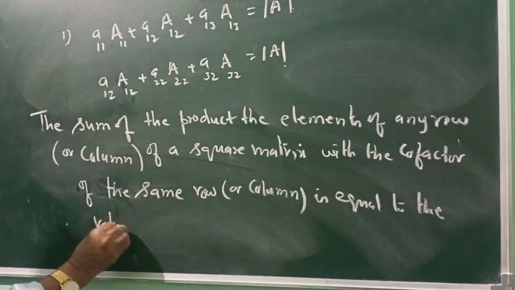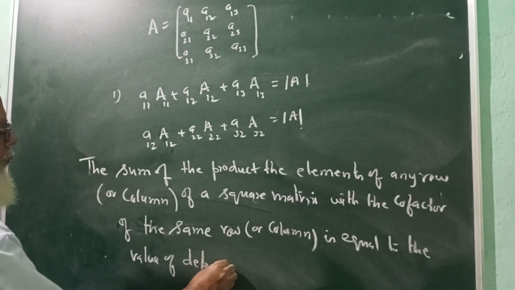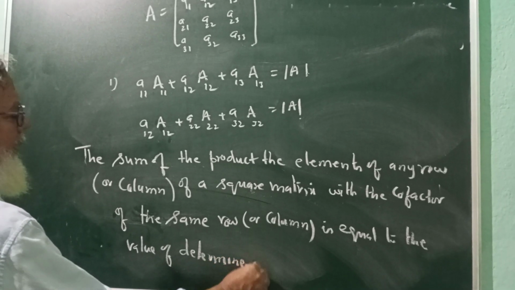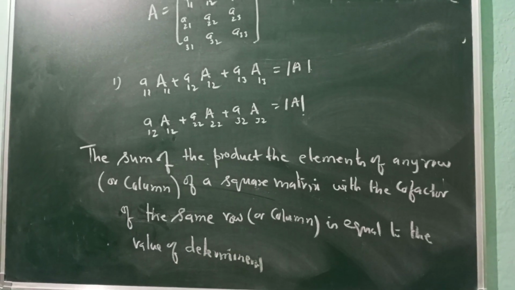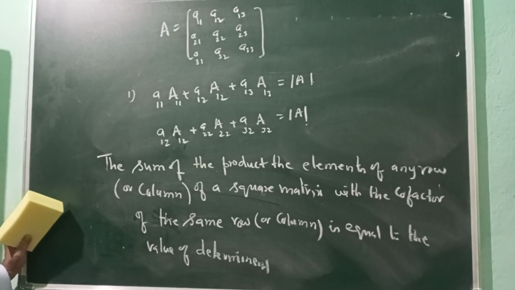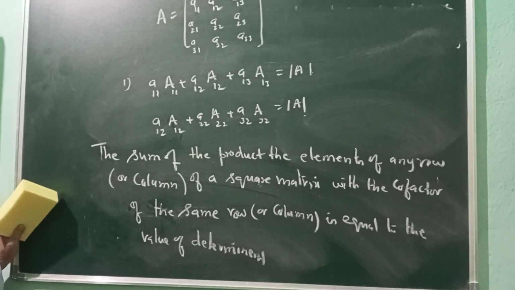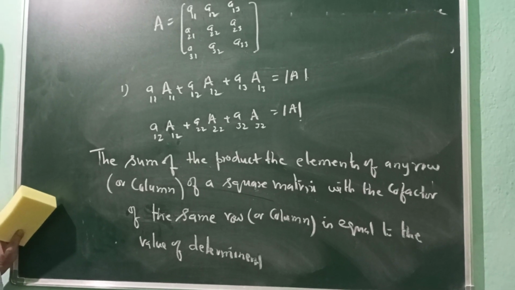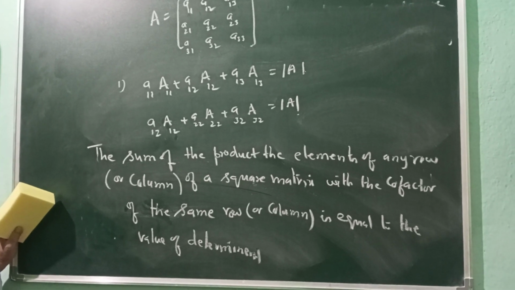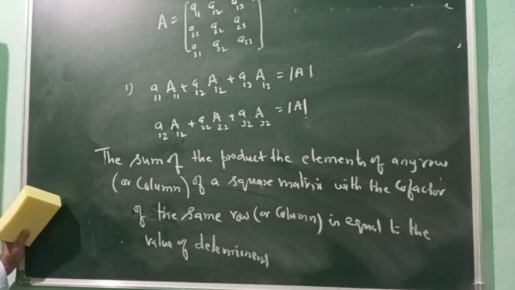The value of the determinant. This is the first property: the sum of the products of the elements of any square matrix with the cofactors of the same row gives the determinant. Second property, let us study.